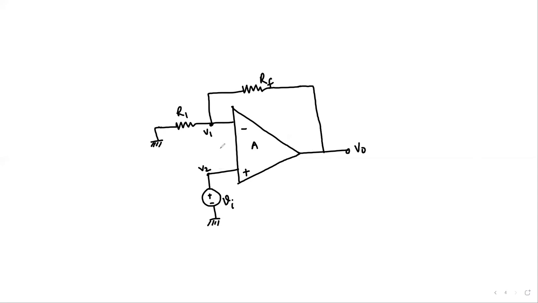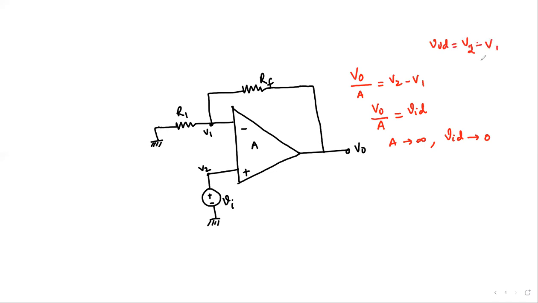So how to analyze this circuit? Again, we can come back to the analysis. For V2, we have the expression VO over A, which is V2 minus V1, or VO over A is VID. So when the gain approaches infinity, VID tends to 0. It means V2 minus V1 tends to 0, so V2 has to be equal to V1. The voltage at this node V2 is nothing but the input signal source Vi. So V1 is nothing but V2, and the voltage at this node is also Vi.